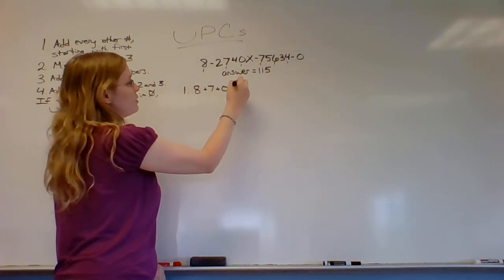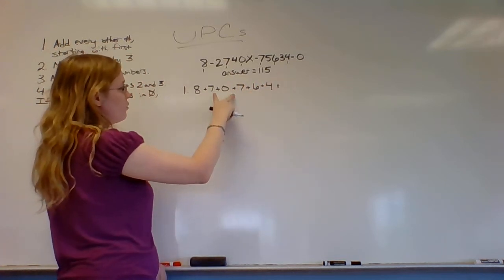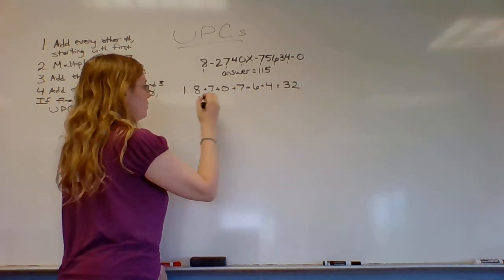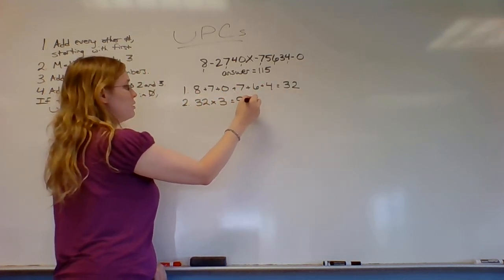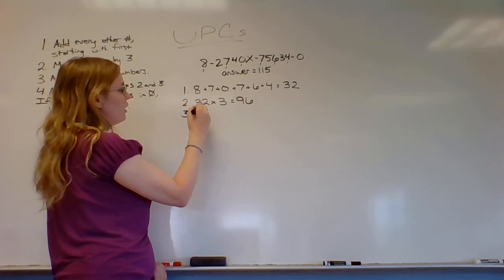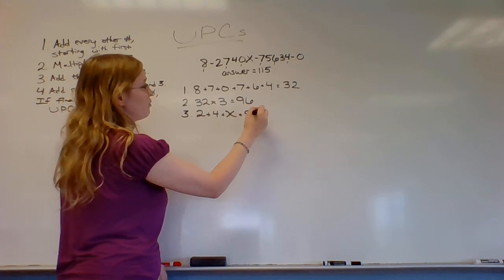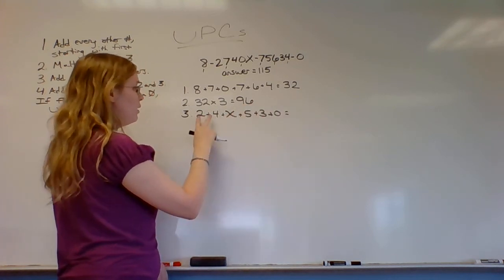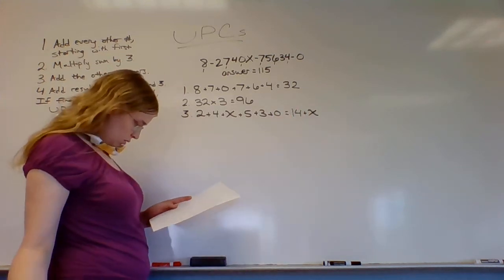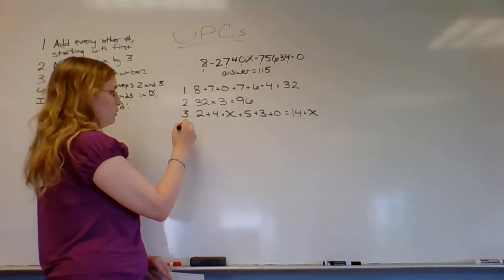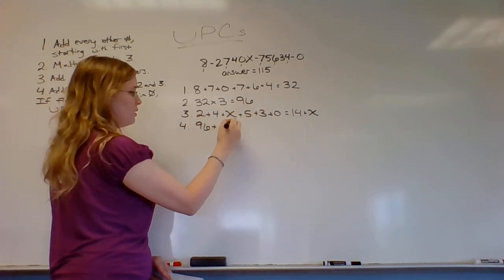Eight plus 7 plus 0 plus 7 plus 6 plus 4, that's 10, 24, 32. Times 3 is 96. Add up the other numbers: 2 plus 4 plus x, plus 5 plus 3 plus 0. 6 plus 8 is 14, so that's 14 plus x. So 96 plus 14 plus x.